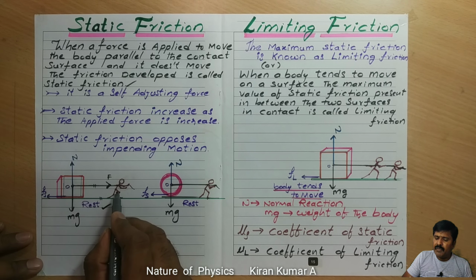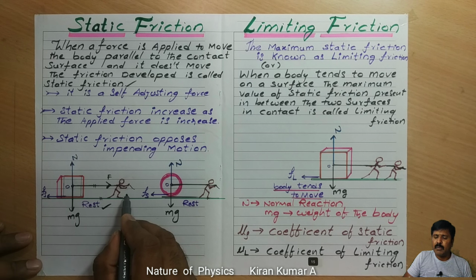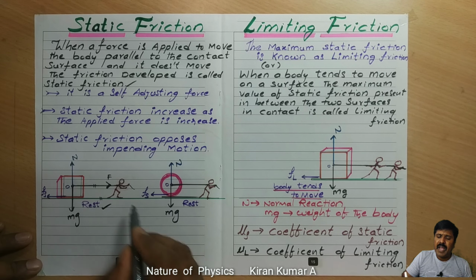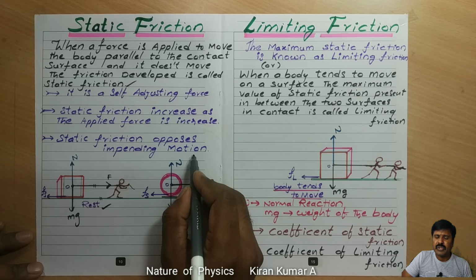For example, when one person is pulling, the block is at rest. When two persons are pulling, the block is ready to move, and when three persons are pulling, the body gets motion. That's why friction is a self-adjusting force, and static friction opposes the impending motion, students.